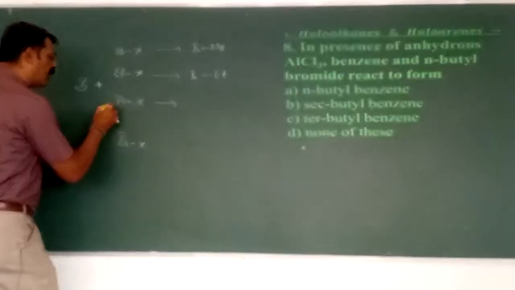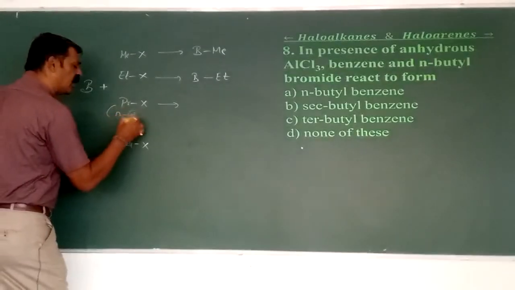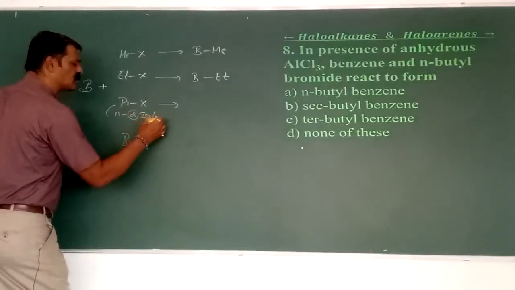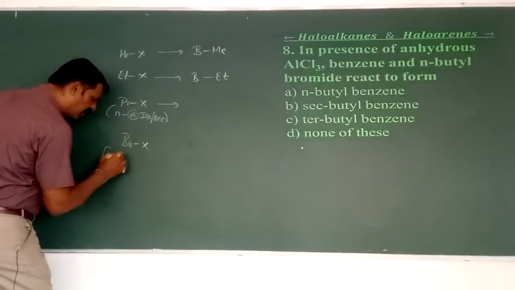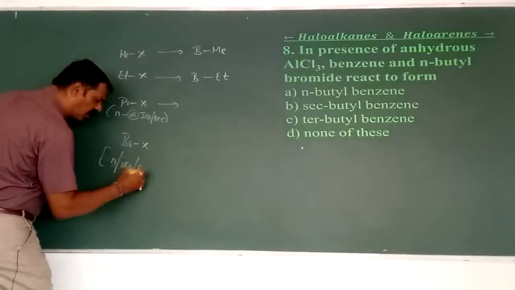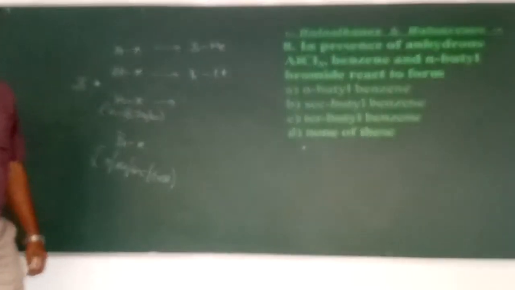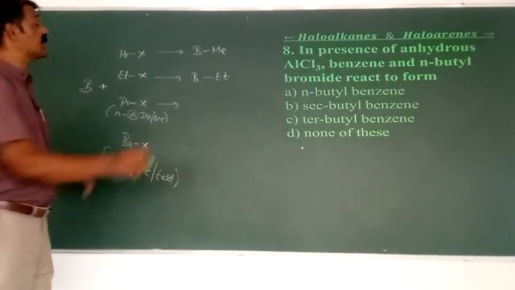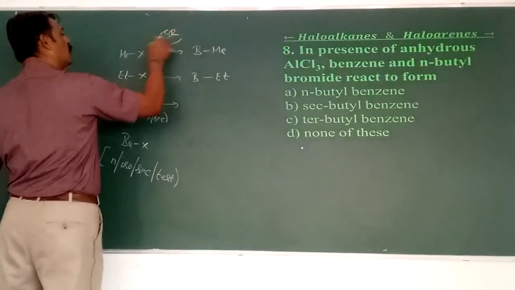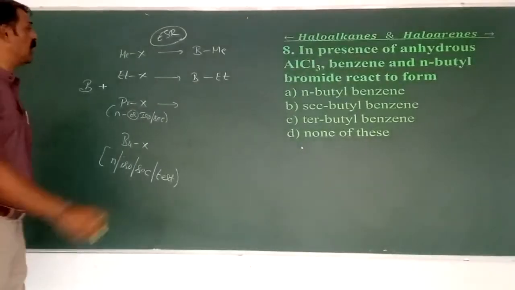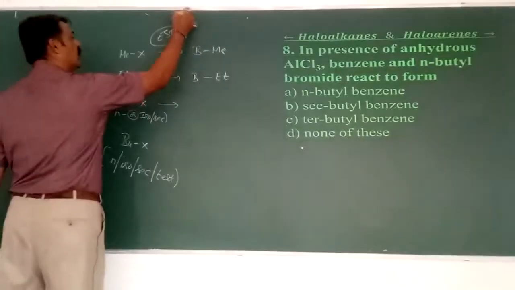So here we are having two: whether it is n-R, iso-R, which is also called secondary R, or tertiary R. Means how many types of butyls are there? 4. Okay. So we know that it is the example for ESR, electrophilic substitution reaction. Means the electrophile is R plus. What is that R plus here? Alkyl radical. That is what is called free radical alkylation.